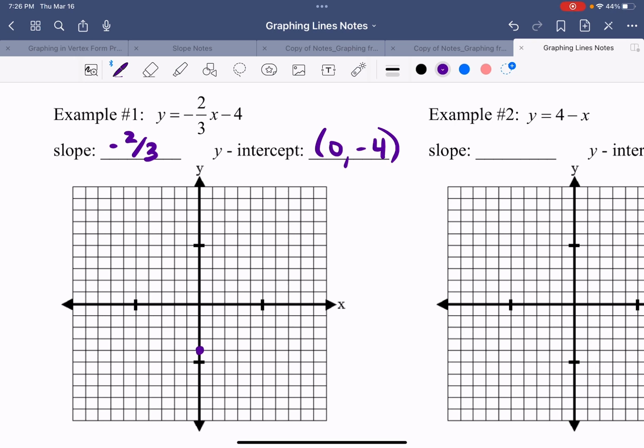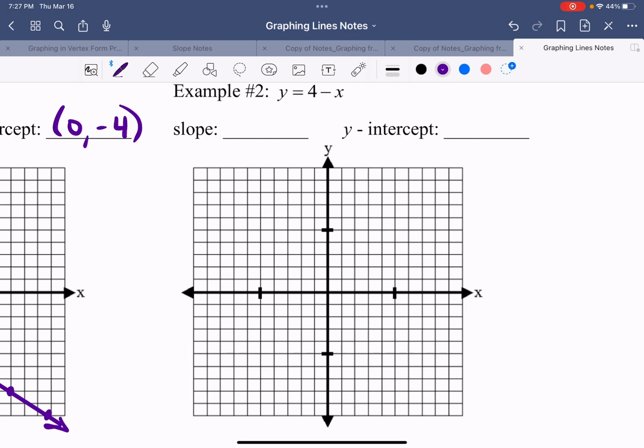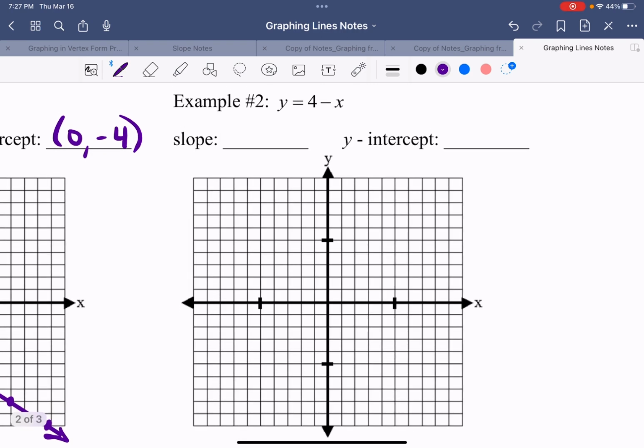And with -2/3, we're going to go down 2 to the right 3, down 2 to the right 3, and so on. Then when you go back up to your intercept and you go up 2 to the left 3, up 2 to the left 3, up 2 to the left 3, okay? If you do not get a straight line, double check your work. Close, okay? See if you could try example 2 on your own. Pause the video, come back, and see if you got the same thing that I did.